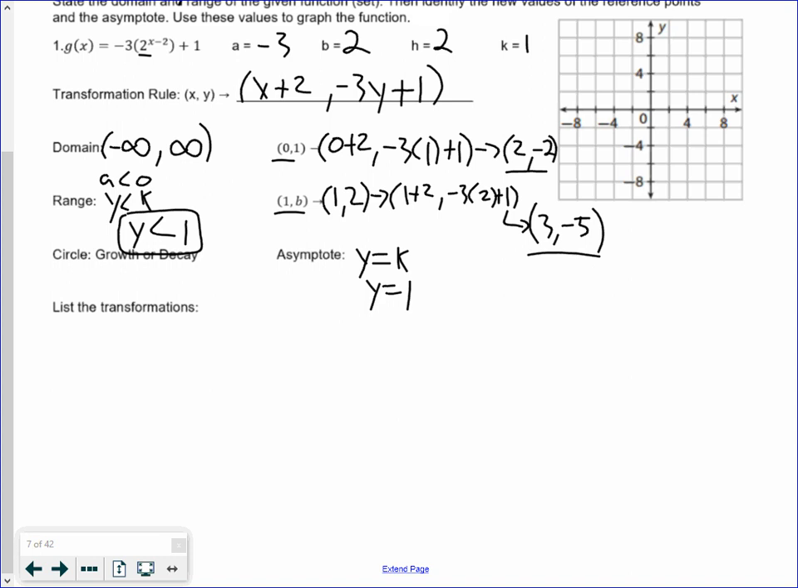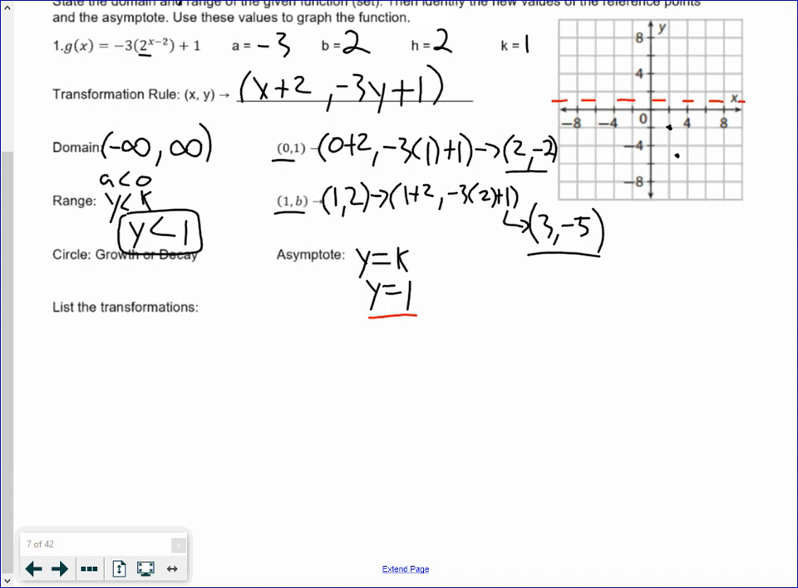And we have our asymptote. So let's go ahead and graph our function. The first thing we want to do is graph our asymptote. Our asymptote is at y equals 1, so that'll be right about here. Next, we're going to plot our 2 new transformed points that we found. We have 2, -2, and 3, -5.